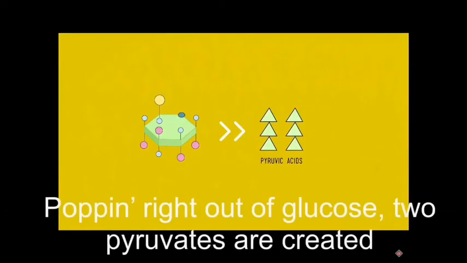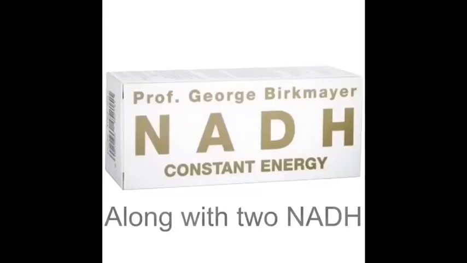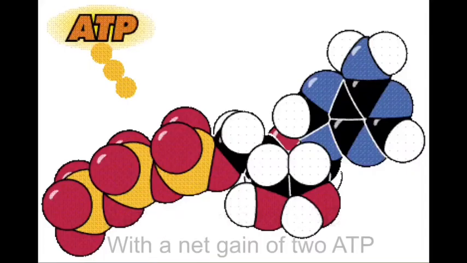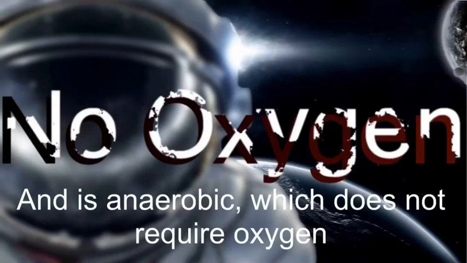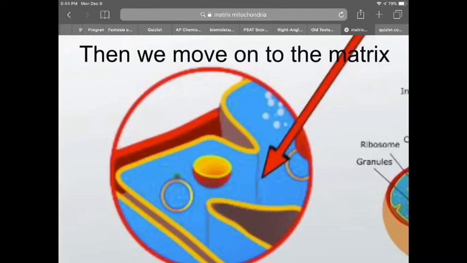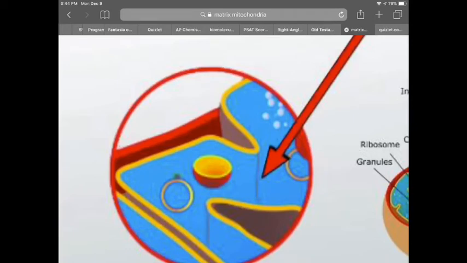Hopping right out of glucose, 2 pyruvates are created, along with 2 NADH, with a net of 2 ATP, all in the cytoplasm, and it is anaerobic, which does not require oxygen. Then we move on to the matrix.